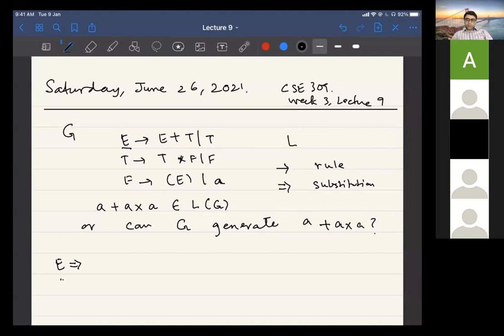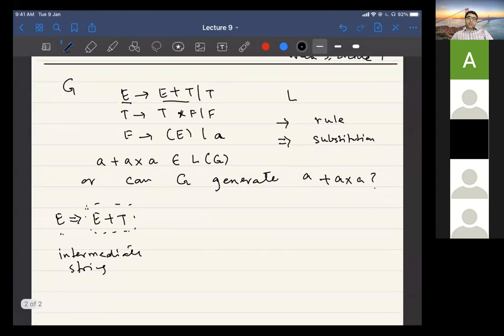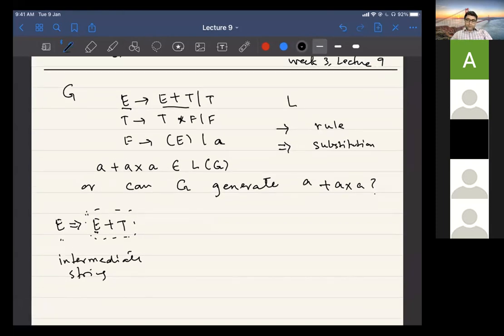Then we substitute this E with the first rule, which says E plus T. Now this is our intermediate string. Why is it an intermediate string? Because it contains two variables, E and T, and it contains plus, which is a terminal symbol. With two variables, we cannot stop here. We need to keep substituting rules for each of the variables as long as it is possible to do so.